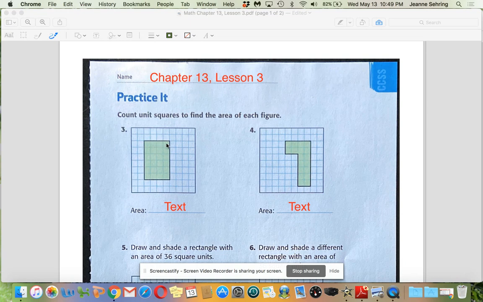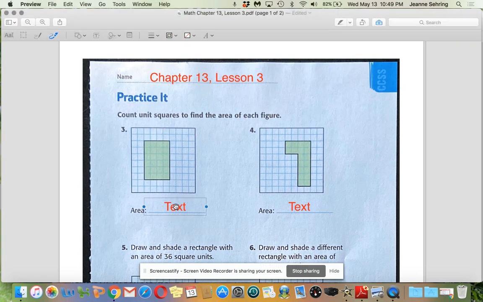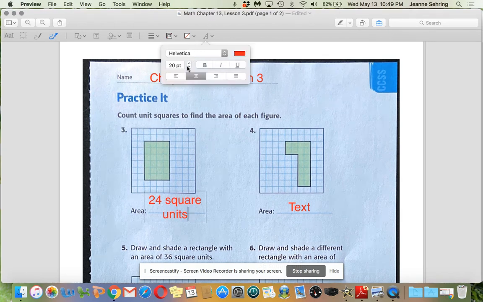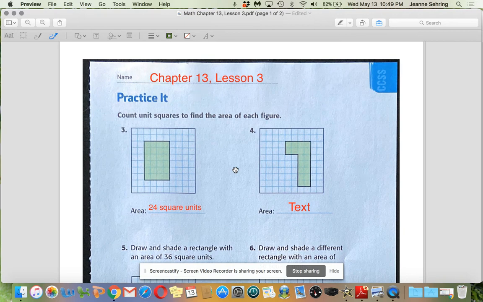1, 2, 3, and so on up to 24. You would need 24 square units. Let's make that a whole lot smaller. Big. All right, 24 square units.